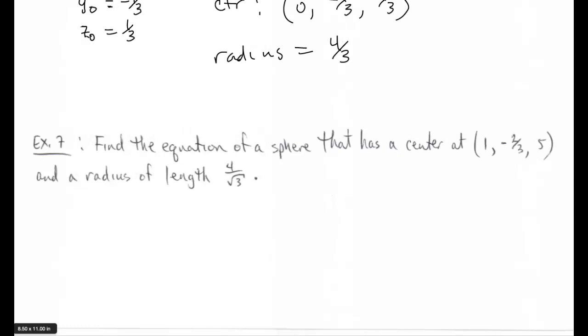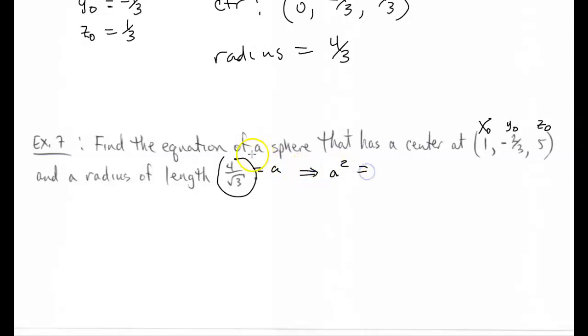All right, so for example 7, we're going to go in the opposite direction. We're given the center and the radius, and what we want to do is figure out the equation of the sphere. Okay, so we know here that this would be our x sub 0, y sub 0, z sub 0, and our radius, this would be a.